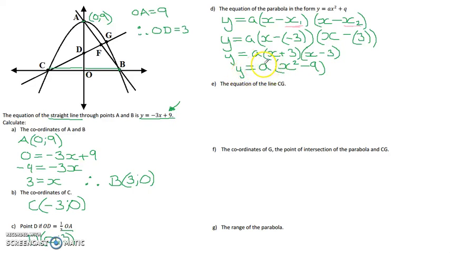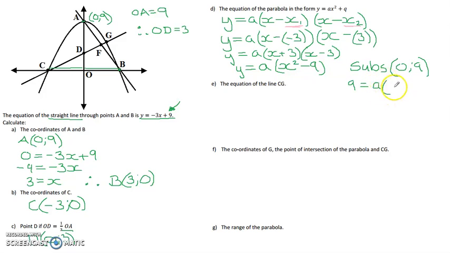Now I need to solve for a. The only way I'm going to be able to solve for a is if I substitute another point on the parabola into the equation. So let's move across, and let's substitute the point we haven't used, which is point A. So it's going to be 0 and 9. 9 is our y value.